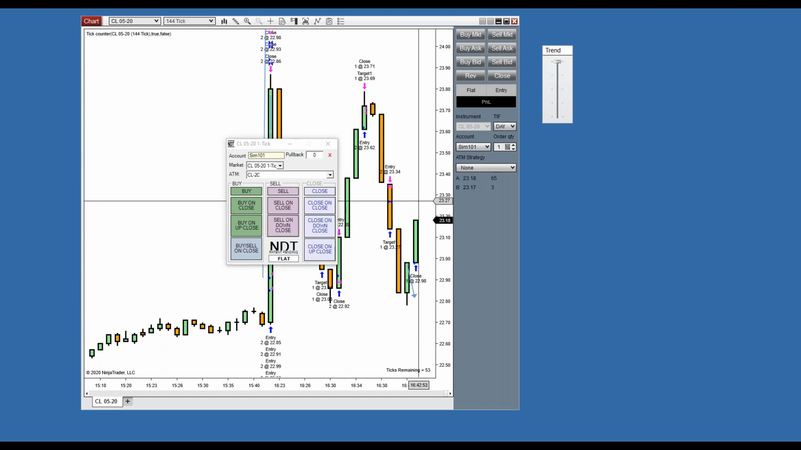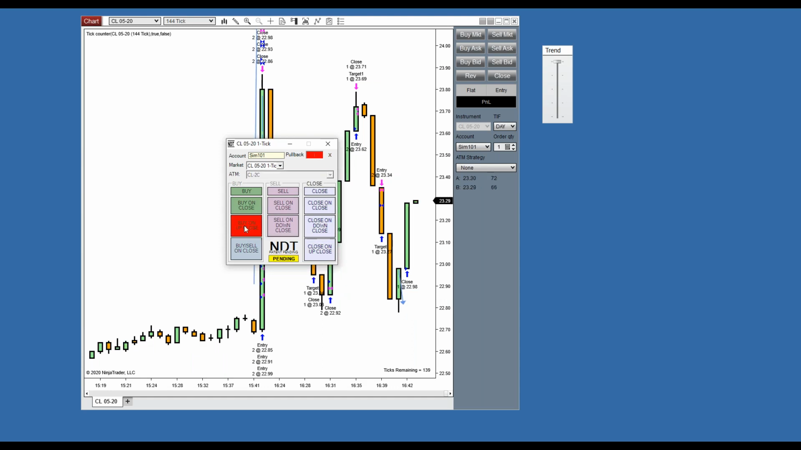Now, again, we're going to let this candle close. And what I'm going to do is we'll buy an up close with a 1 tick pullback. Now, from here, and let's just decrease the strength of the uptrend.